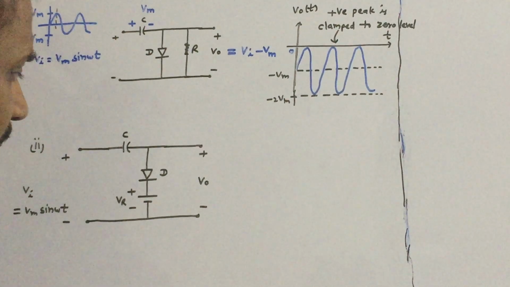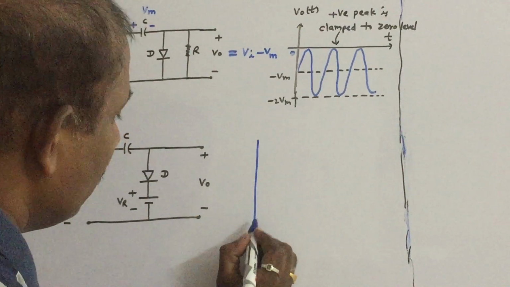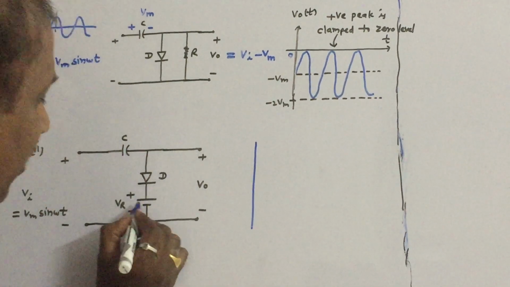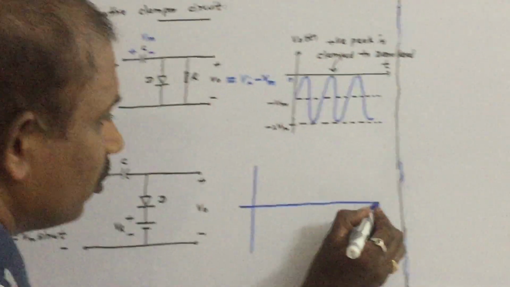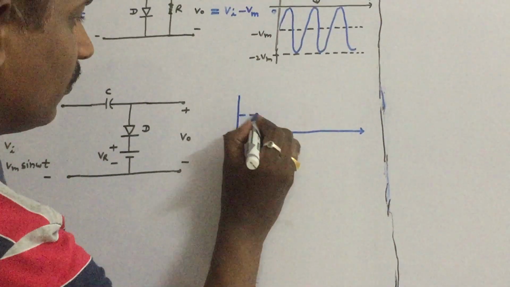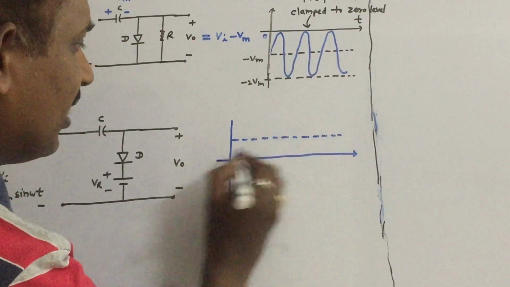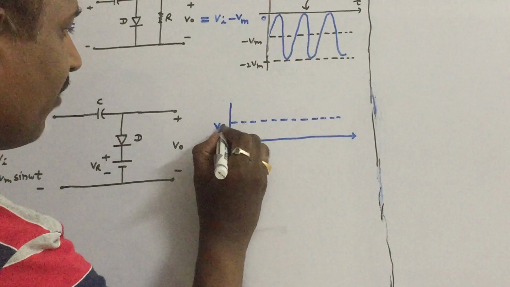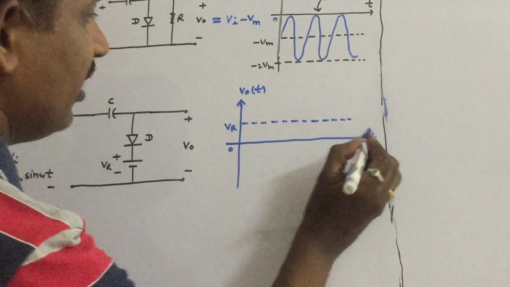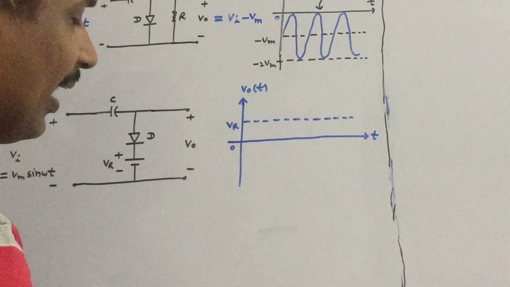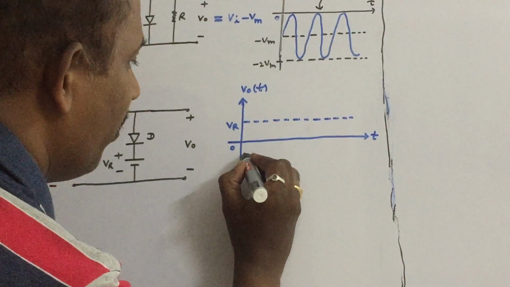Now, however it is a negative clamper, because of the introduction of this voltage VR, just draw a line, because VR is positive. This is the simple hint we have to remember. This is the reference voltage. This is the output voltage V0 of t versus t. Just clamp the positive peak now to VR. So I draw the waveform like this.